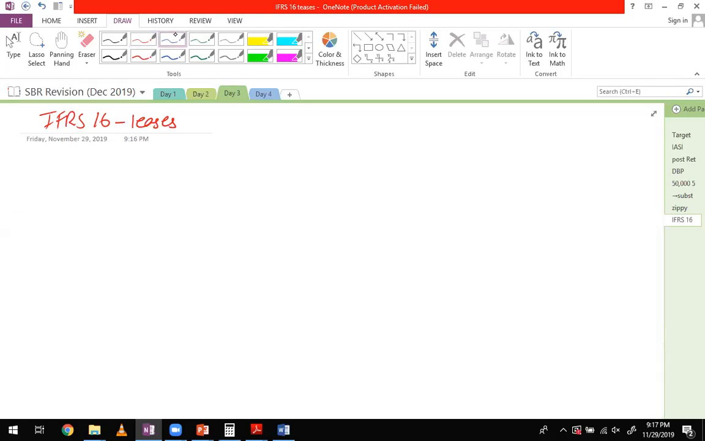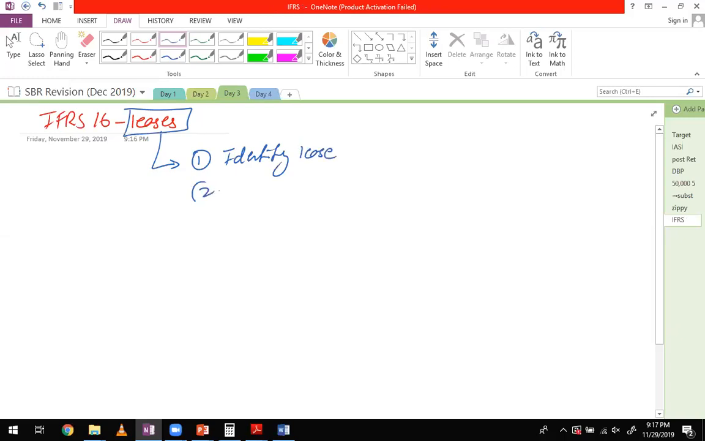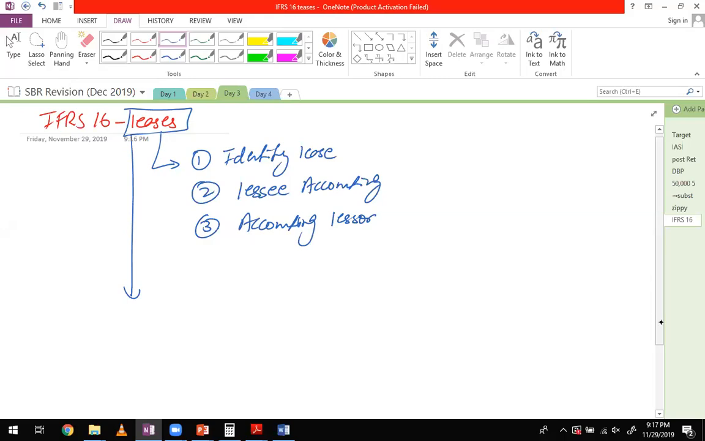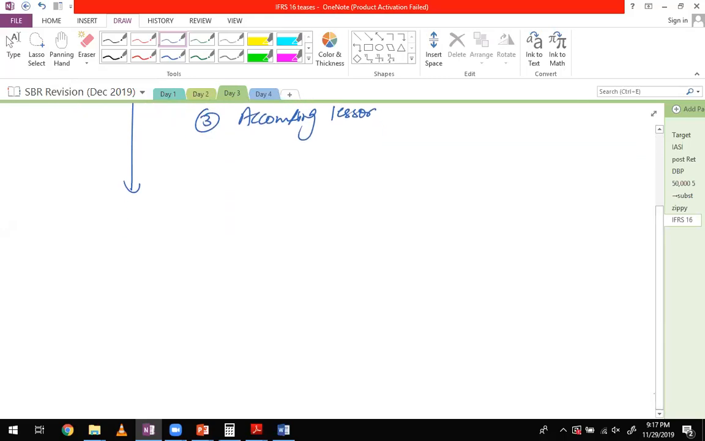Now, when we talk about IFRS 16 leases, we have to learn three areas. First, how to identify whether it's a lease contract or not. Second, the accounting for the lessee. And third is the accounting for the lessor. So these are the three areas that we are going to learn in the topic of leases. Let's start from what exactly is a lease. How do we identify whether the contract is a lease or not? This is the first area that we are starting.